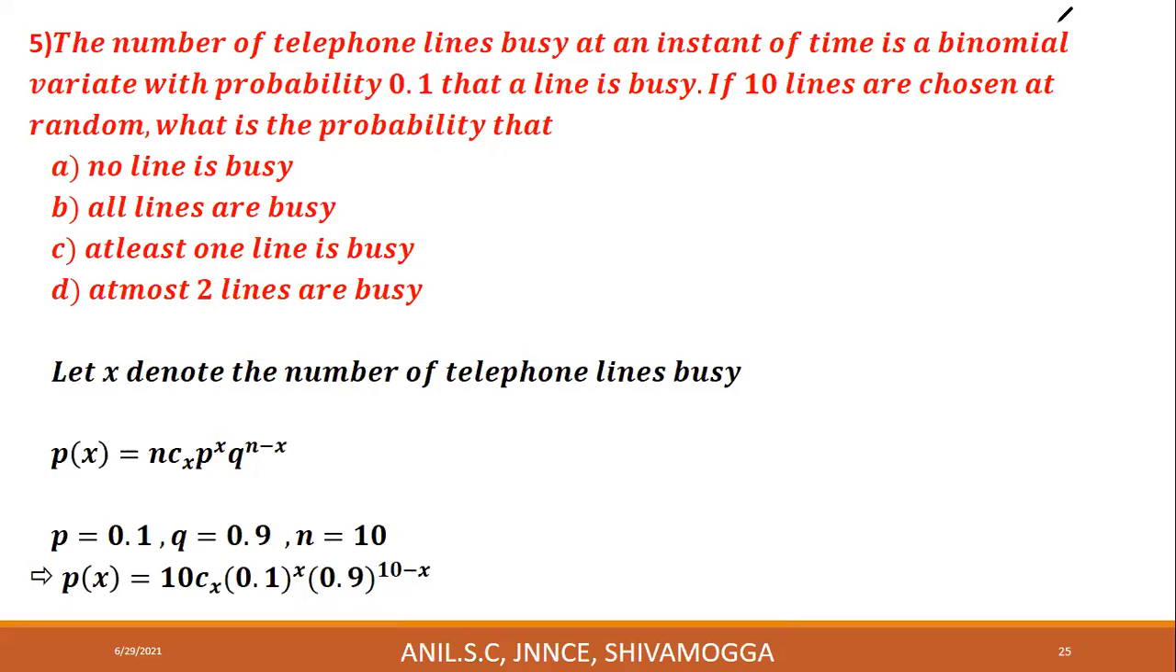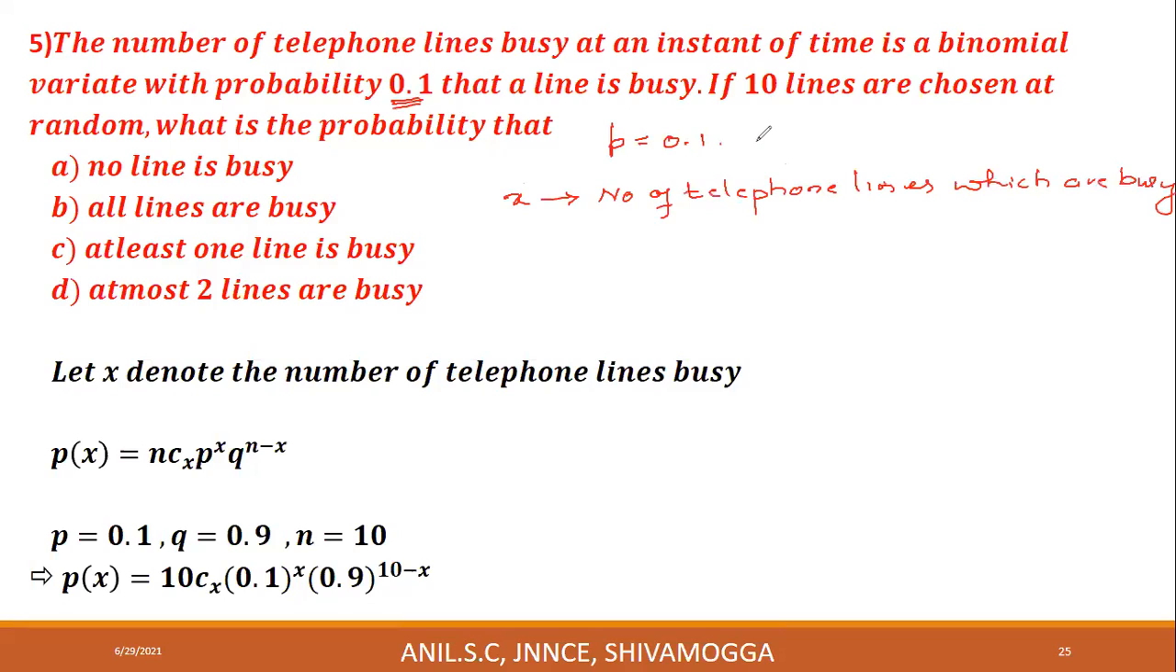Probability function. The number of telephone lines busy at an instant of time is a binomial variate with probability 0.1. Probability of any line being busy is 0.1. P is equal to 0.1. Then what will be X? X denotes the number of telephone lines which are busy.